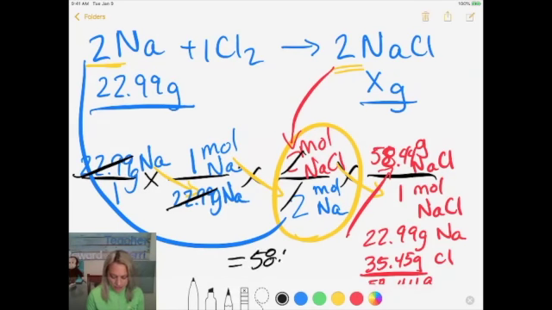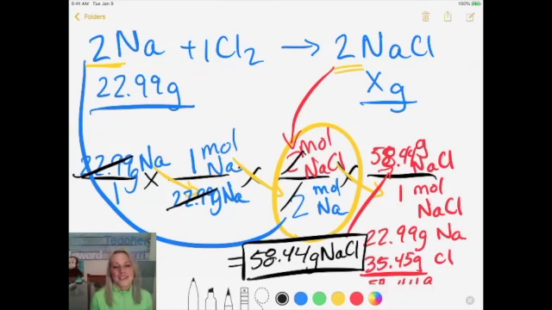Now, it's not always going to equal this even number. In this case, because our mole-to-mole ratio is the same, the mass that we get from the periodic table of sodium will equal the mass of sodium chloride on the other side. Let's go ahead and work on another example.